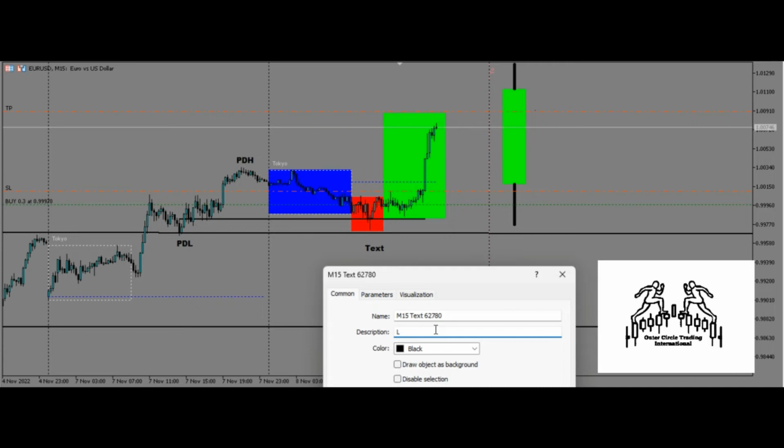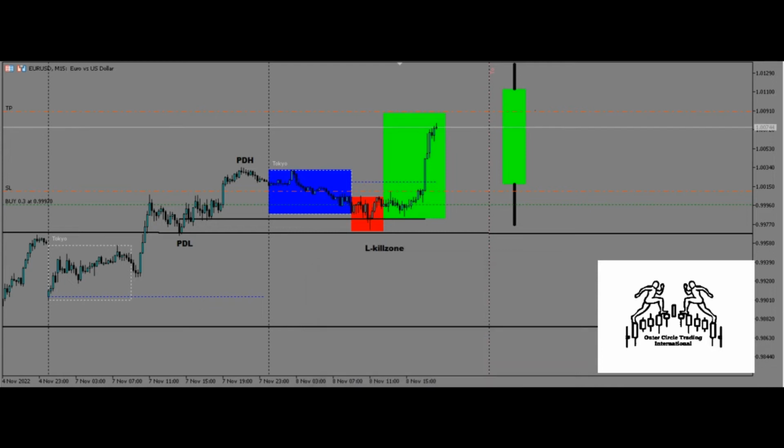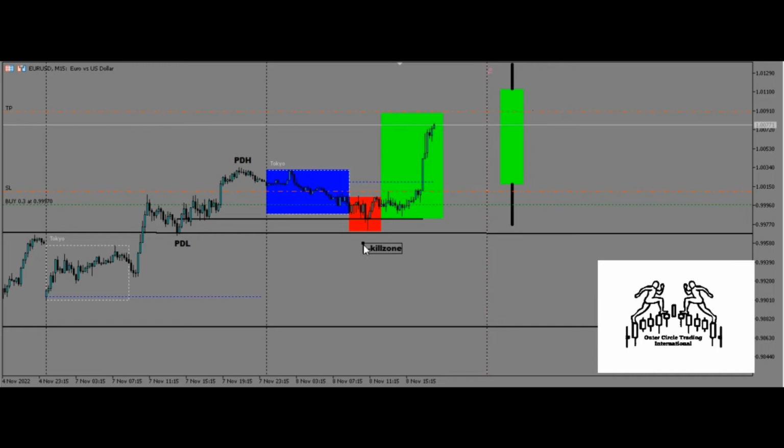Okay, this is a London key zone. This is where the market opens. It normally happens within the first 2 hours, 2 hours or 1 hour, sometimes 3 hours after the London session is open.